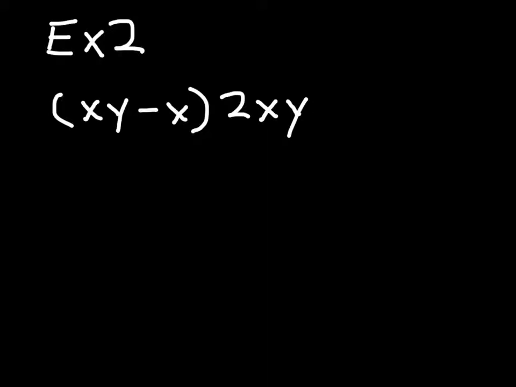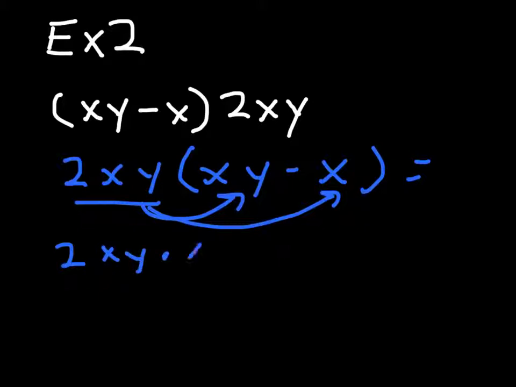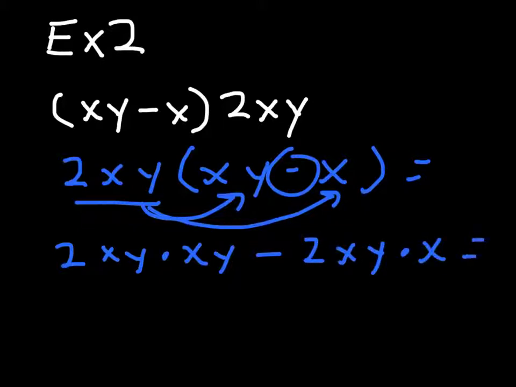All right, example 2. Whatever's outside the parentheses, I'm going to distribute. So I'm going to rewrite this. I'm going to put the 2xy in front, like this. Now I'm going to distribute. So I'm going to take this times that, and finally times that. So I have 2xy times the xy minus the 2xy times the x. Now simplify. So do my multiplying here and here.